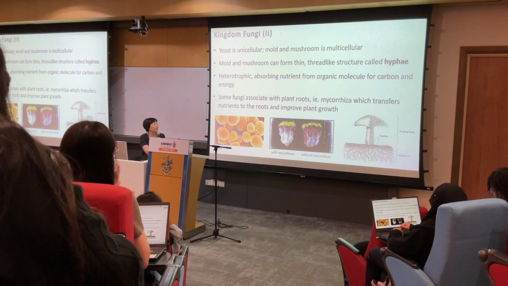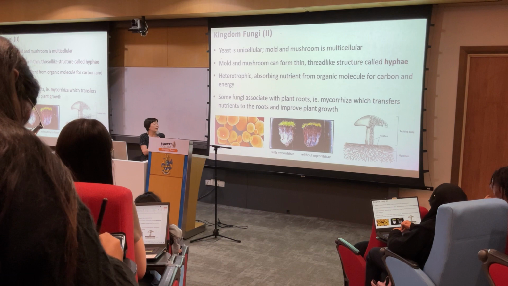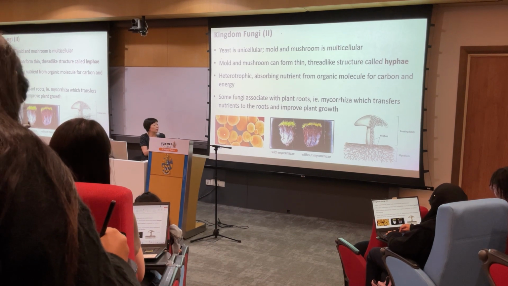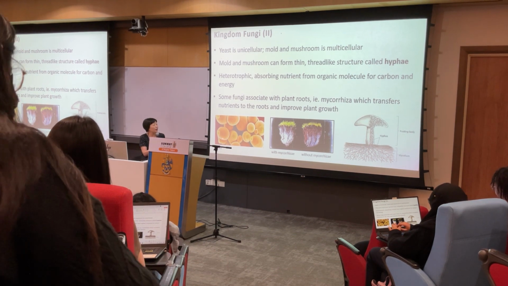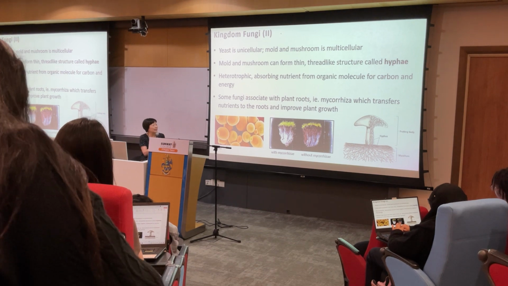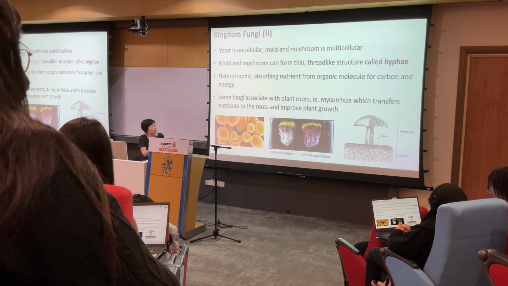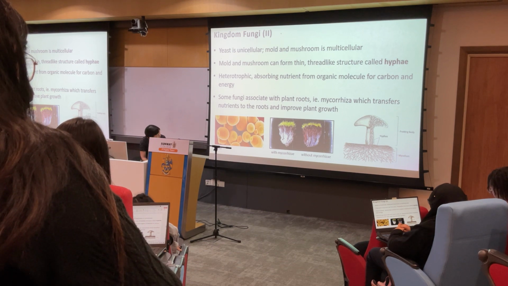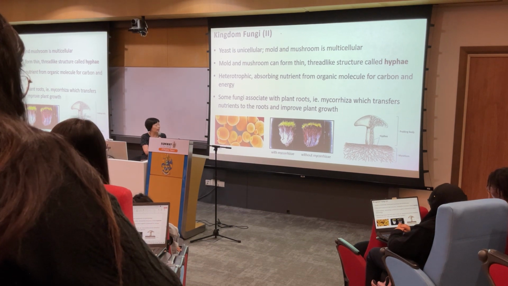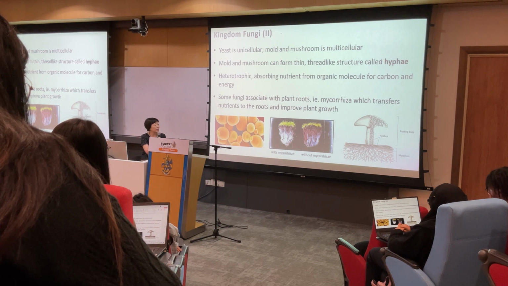Alright, so this is a scanning electron micrograph, and they put on color, and you see these are yeast cells, very typical yeast cells. And sometimes you will see a bud coming. This is the bud coming out of the cells. They reproduce asexually through budding.